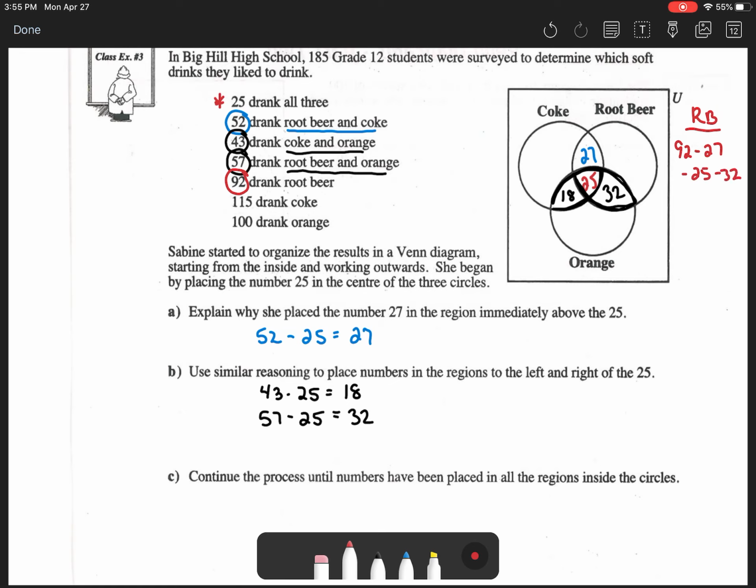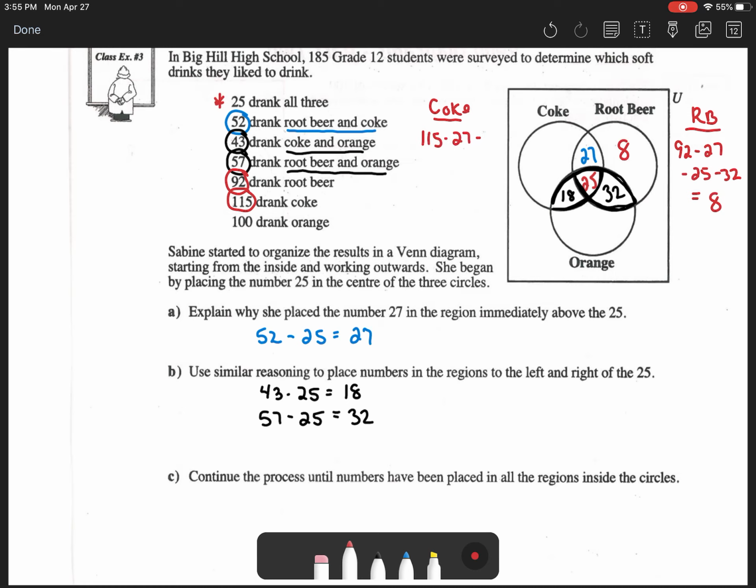So if I want root beer, which I'm going to work on, and there's 92 in that circle, that means 92 in total, but I minus the 27, I minus the 25, and I minus the 32. And when I do that, you'll see you get 8. So that means 8 students had only root beer.